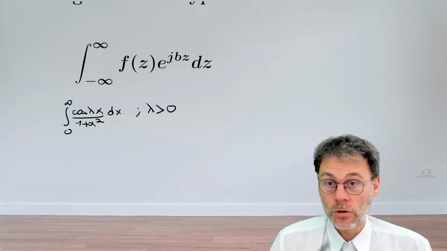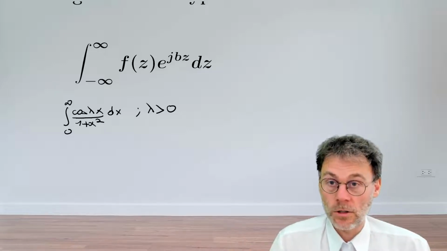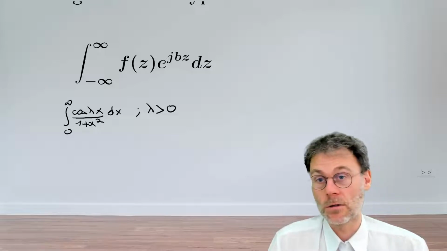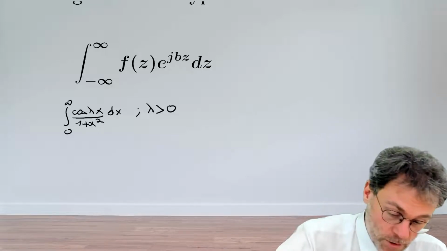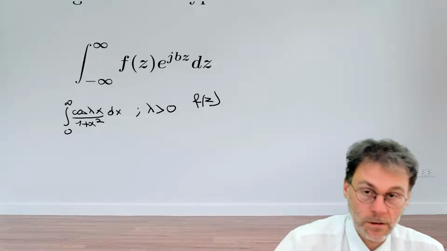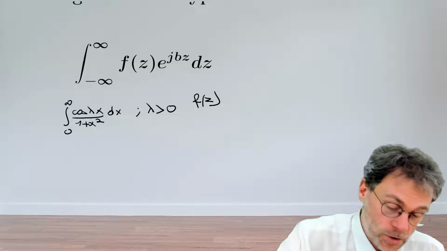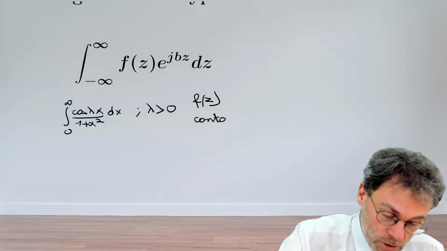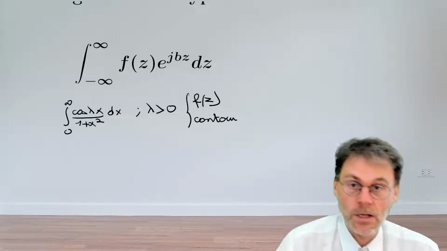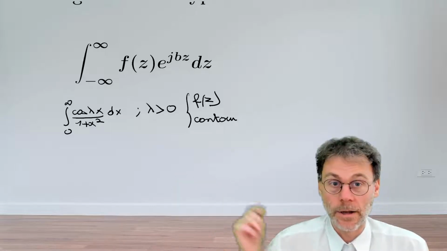Okay, in order to use our machinery of residue calculus, we basically need two ingredients. We first of all need to figure out what our function f of z will be. That will help us to calculate the relevant real-valued integral. And we also need to have a contour. So these are the two ingredients that we need in any problem like this.